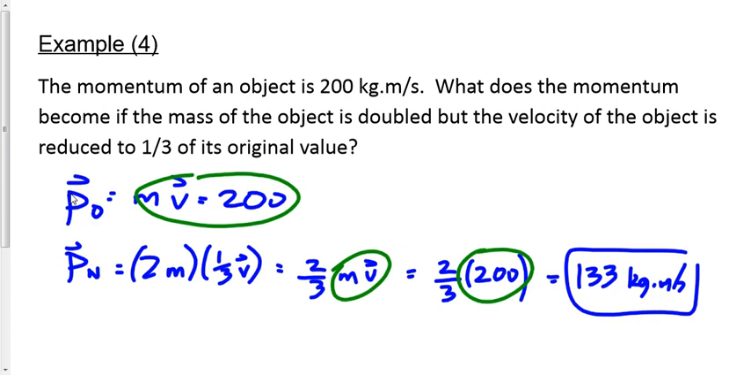So the strategy is just twofold, 2 steps. Step 1, write down what you got. On my data sheet, I have an equation. In the question, I have 200. Write down what you got. Step 2, write down what it becomes. Write down what you got. Write down what it becomes. And then I end up with the answer.